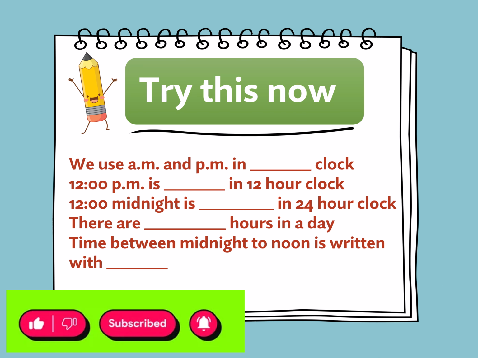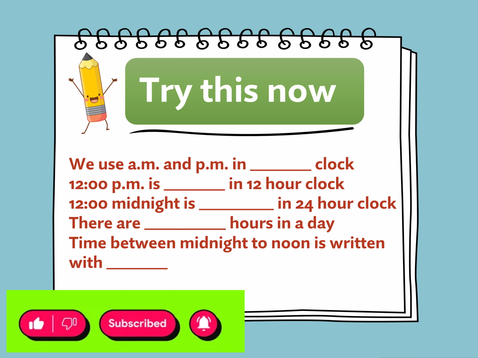We use AM and PM in 12-hour clock. 12 p.m. is noon in 12-hour clock. 12 p.m. can be written as 12 noon in 12-hour clock. 12 midnight is 0000 in 24-hour clock.